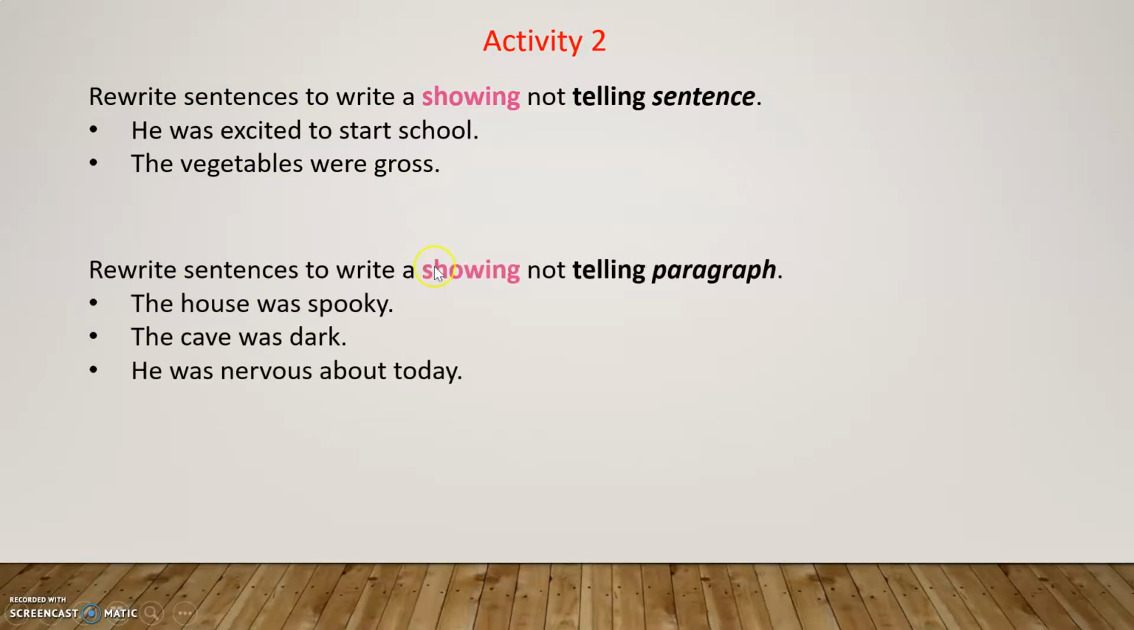The next part is to rewrite these sentences with a show, not tell paragraph. So that means 2 or more sentences to describe or show what is happening in each of these. So: the house was spooky. The cave was dark. He was nervous about today. If you need any examples, you can always go back to yesterday's screencast, which has lots and lots of examples of show, not tell sentences and paragraphs.